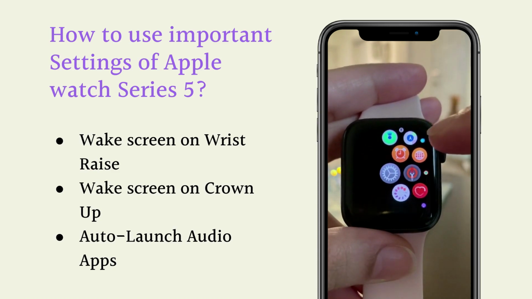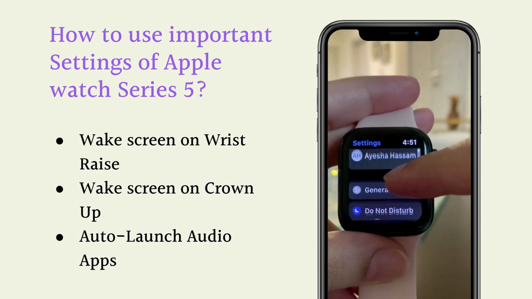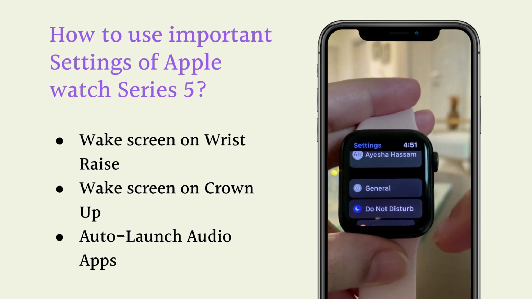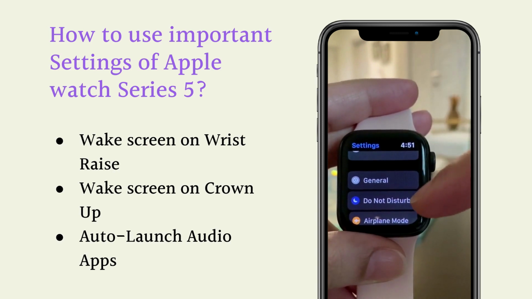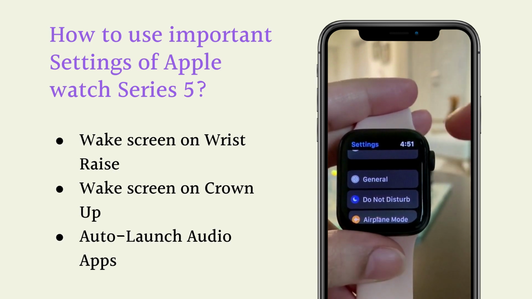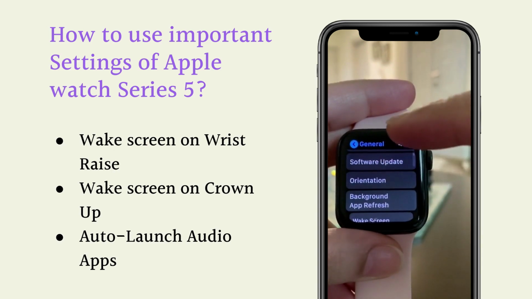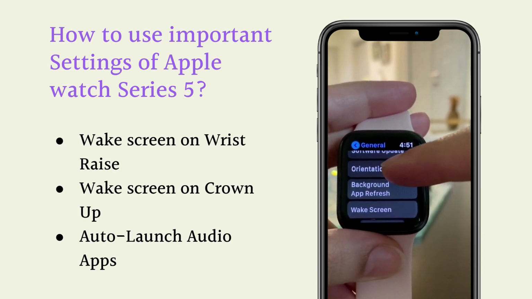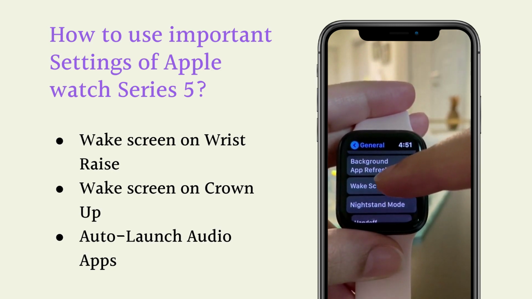We're going to start by jumping into the watch settings. We'll start from the top and work our way down. So the first thing we are going to see is general settings. We click on general settings and we will skip the first 4 options, and the first thing we are going to check is wake screen.